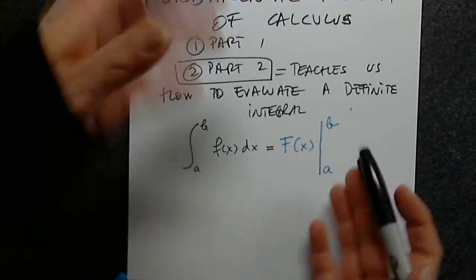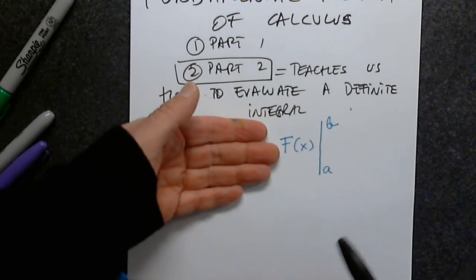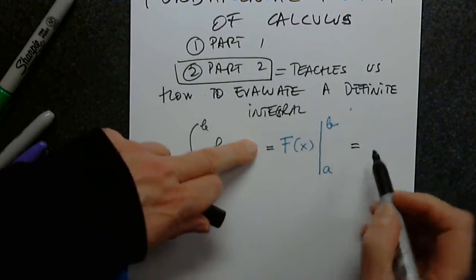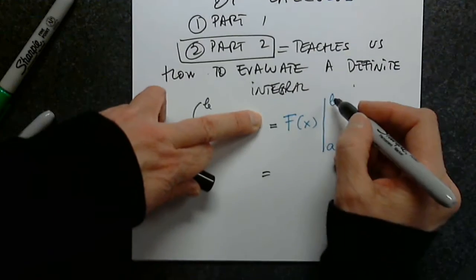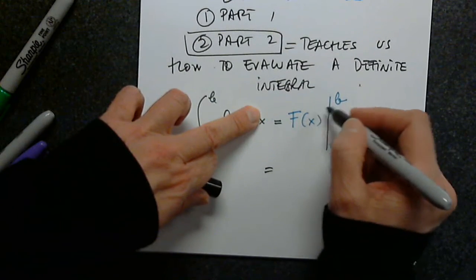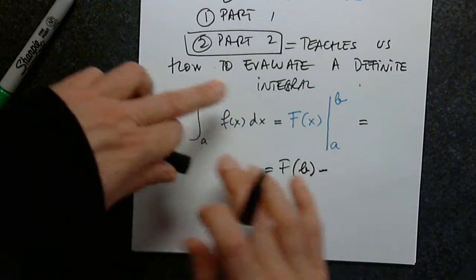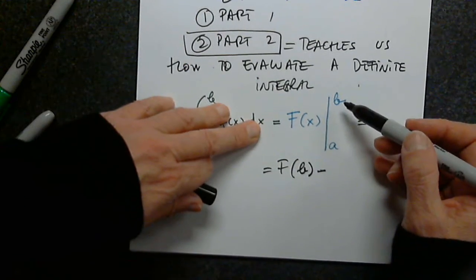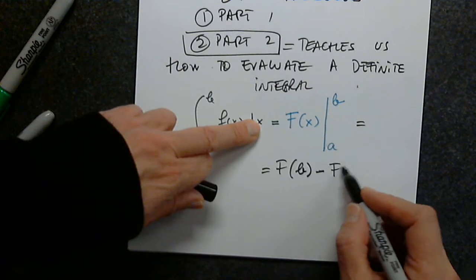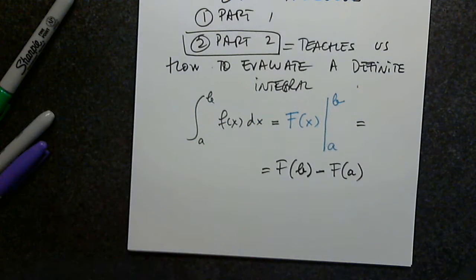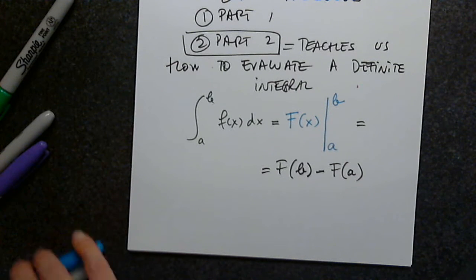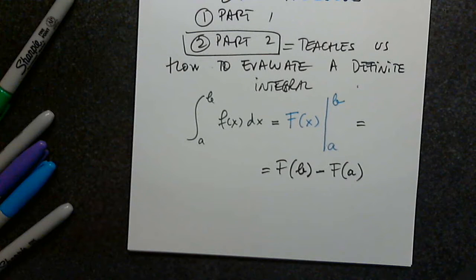So what does this mean, first of all? It says all you have to do is substitute x with b, the upper limit, the cap at the top if you want, minus the value when x is a. So this is the way we will determine any definite integral.